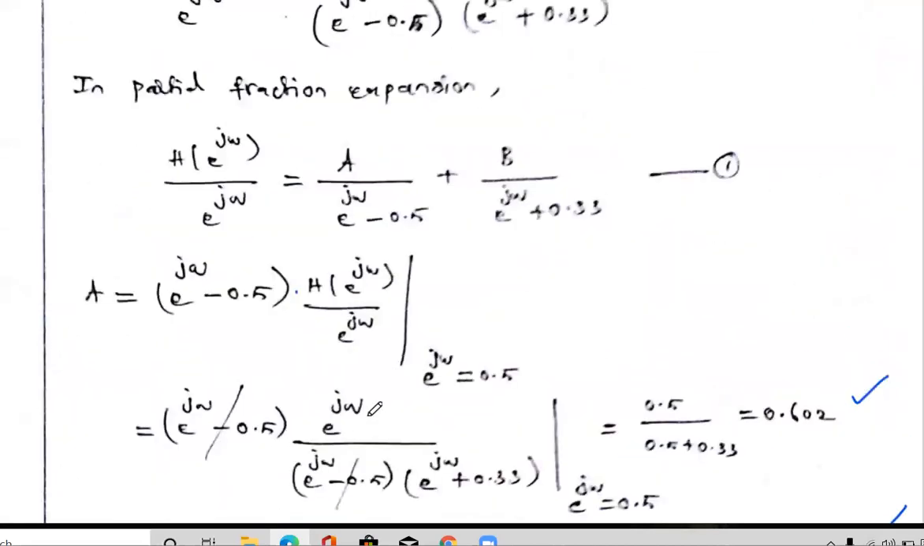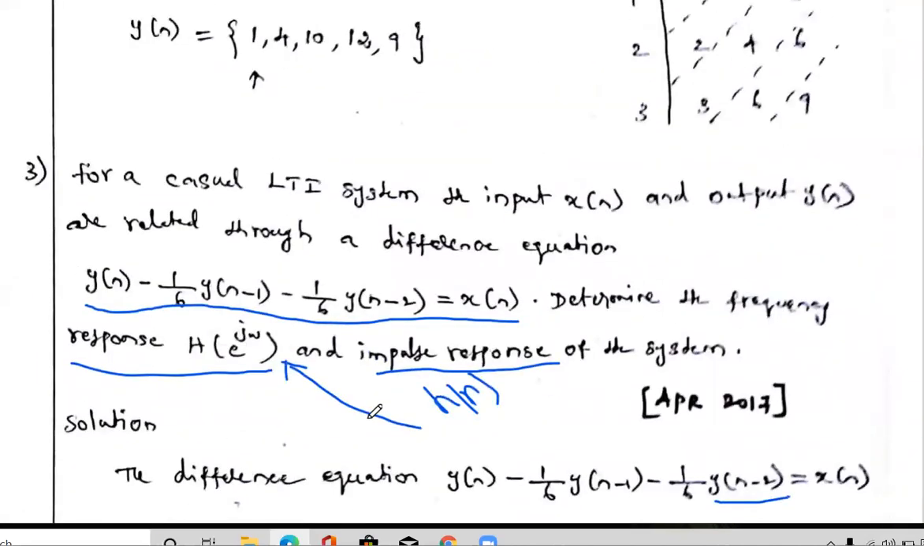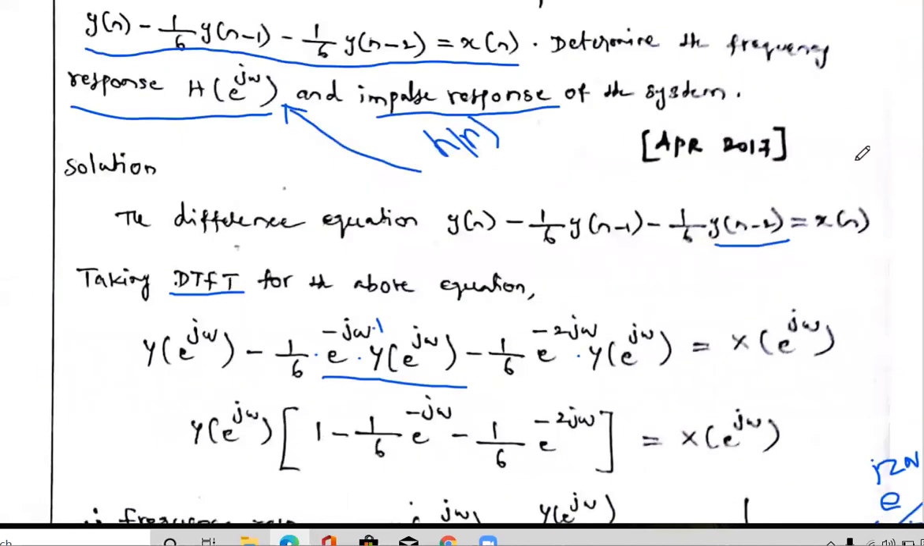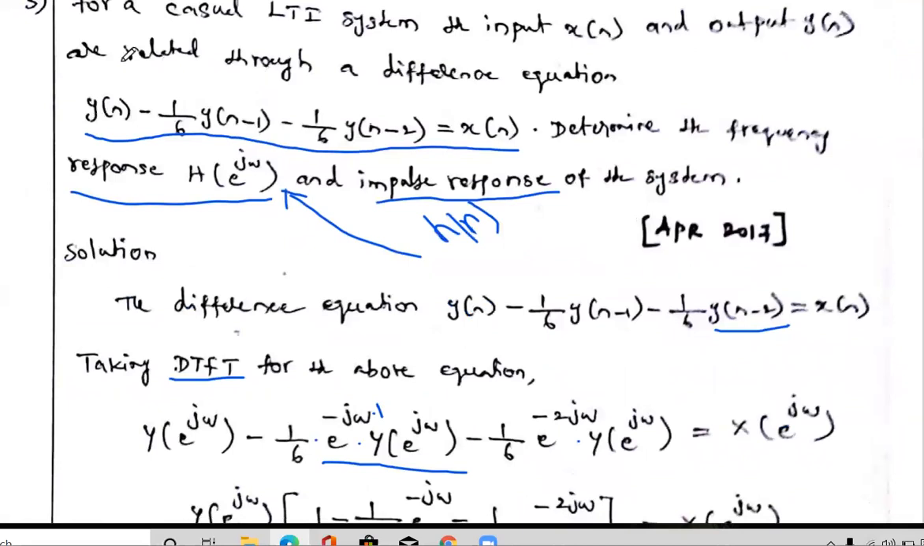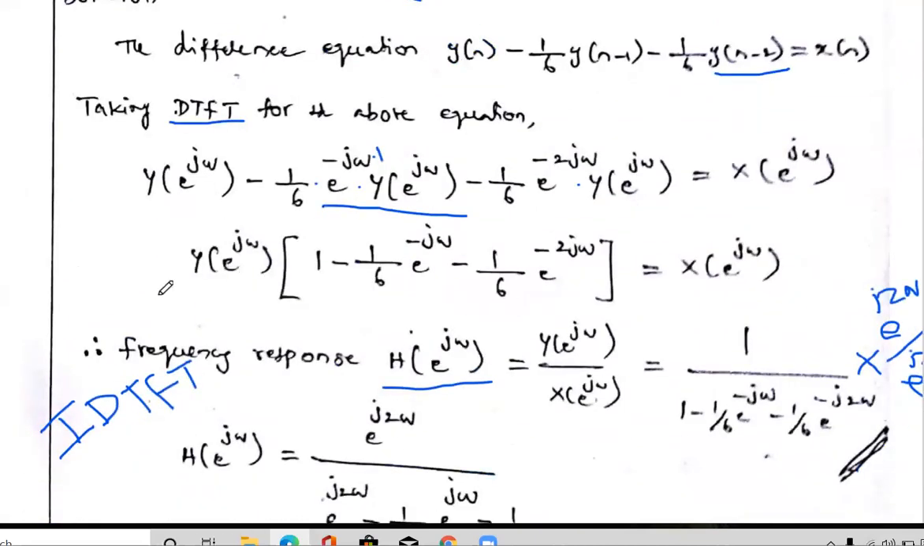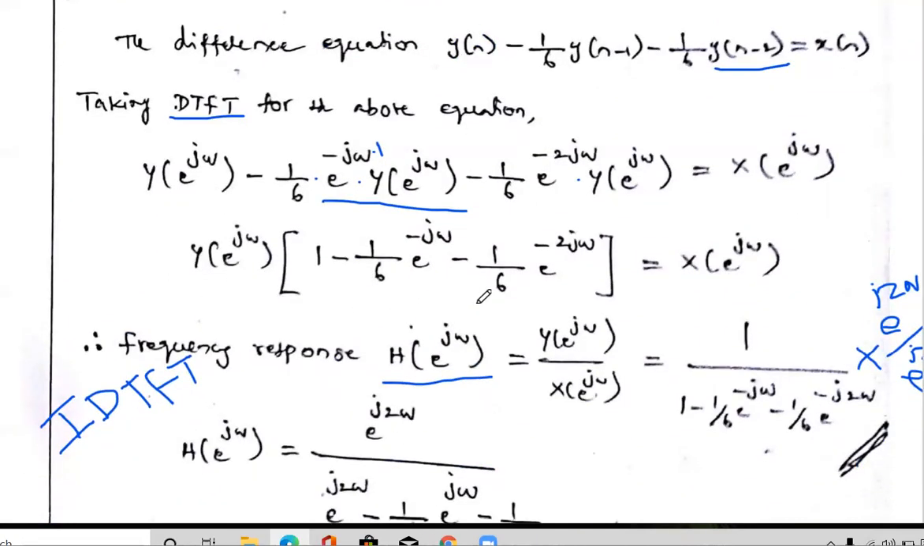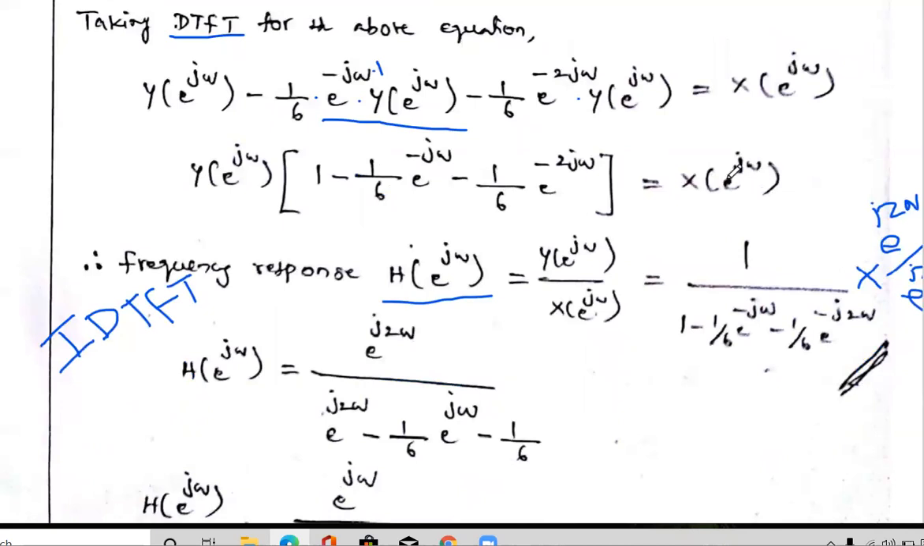Okay, that's all for this question. This is a 13-mark question, April 2017 question. The first thing is that we have to convert the time domain equation into the frequency domain by taking the DTFT. That is the first step. Using that, we rearrange the equation and find the frequency response H(e^jω).